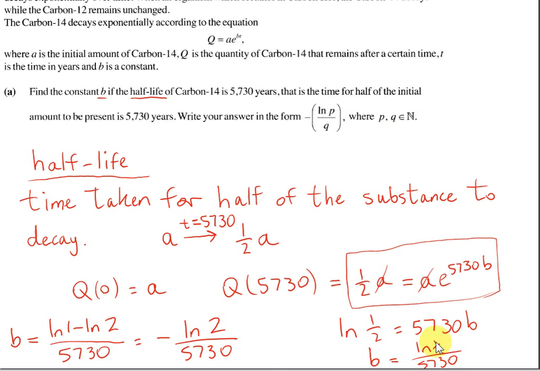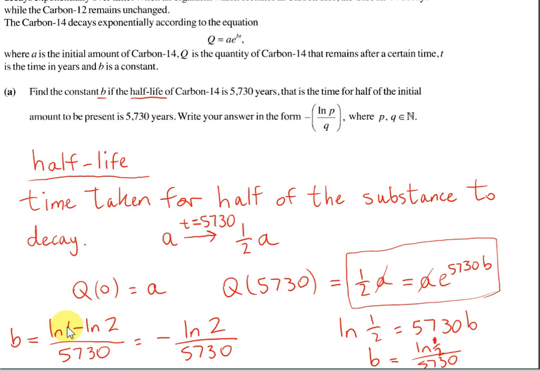Now, ln of a half is not the form that we want our answer in. We want ln of some natural number. A half is not a natural number, so we use one of the rules of logs that we covered before to write ln of a half as ln 1 minus ln 2. Ln of the numerator, which is 1, minus ln of the denominator, which is 2.